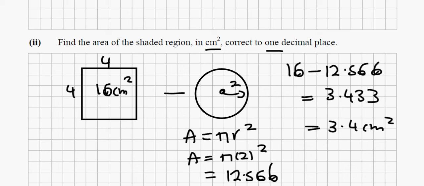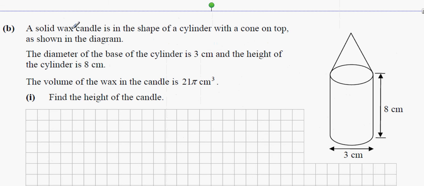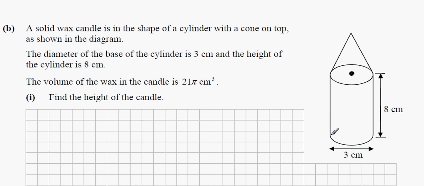The next question. A solid wax candle is in the shape of a cylinder with a cone on top of it. Now remember, both of them have the same radius. The diameter is 3, the radius is half that, so it's 1.5 for both of them. Okay, the diameter of the base of the cylinder is 3 centimeters and the height of the cylinder is 8 centimeters. The volume of the wax in the candle is 21 pi centimeters cubed. Find the height of the candle. Okay.